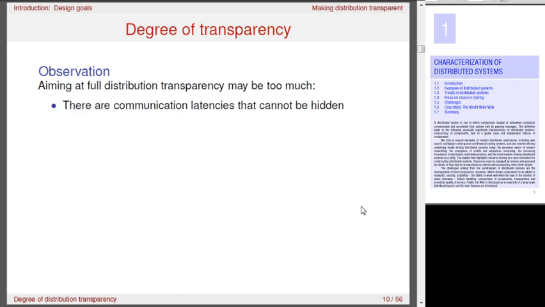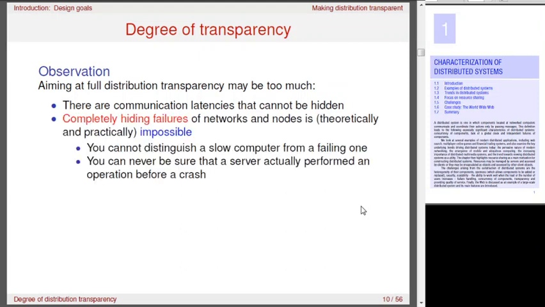This is the degree of transparency. If we want to have full distribution transparency, it is a difficult thing. There are communication latencies that cannot be hidden. Failures are another thing. Hiding these failures is also tough. What is happening is you cannot distinguish a slow computer from a failing one. So all the research is going on and we are working on it. In future, we may get such things where we can hide the failures.